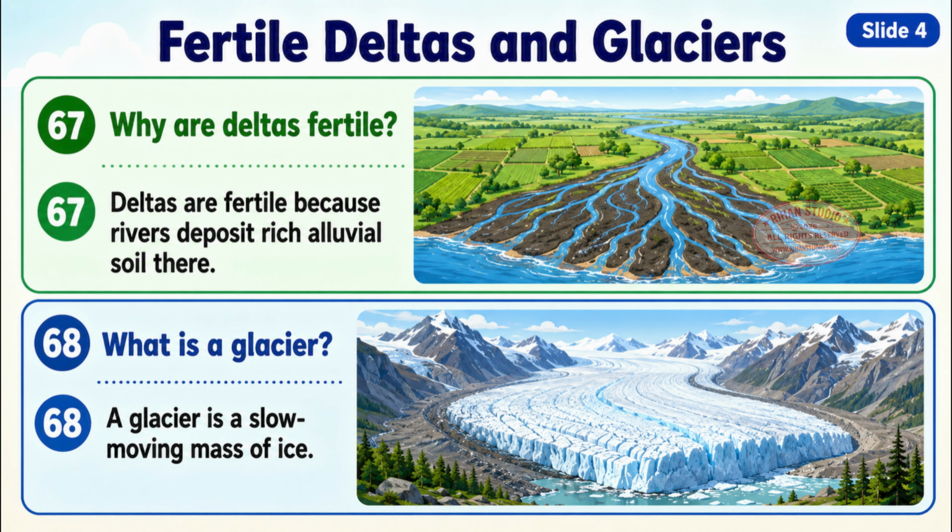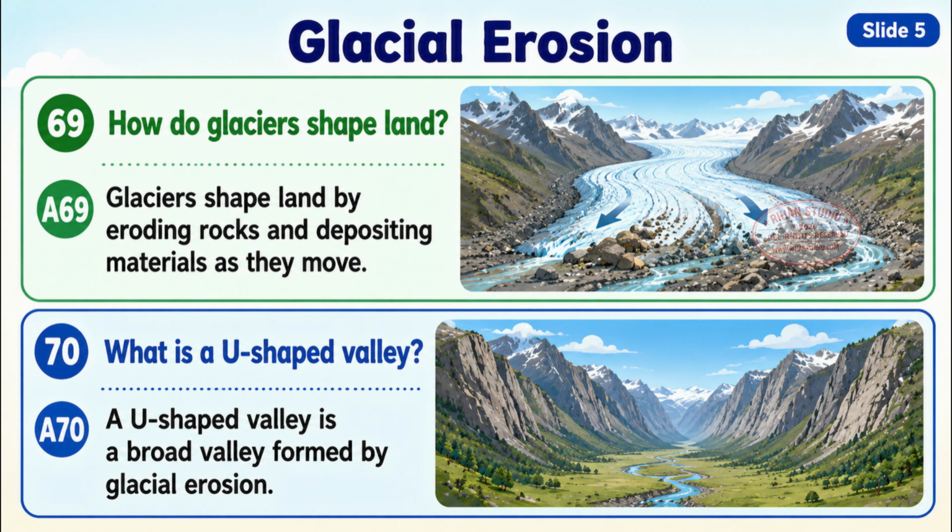Question 68. What is a glacier? Answer 68. A glacier is a slow-moving mass of ice. Question 69. How do glaciers shape land? Answer 69. Glaciers shape land by eroding rocks and depositing materials as they move.